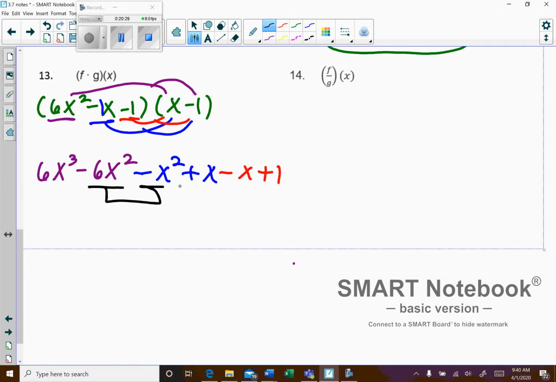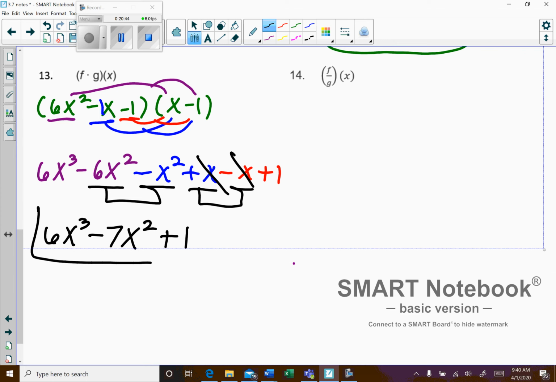Here we'll combine that, and oh, the x's cancel out, that'll be nice. So let's see, 6x to the third goes first, and then when we combine that, that'll be minus 7x squared, and then we have that plus 1 on the back end. And then once again, our domain is from negative to positive infinity.